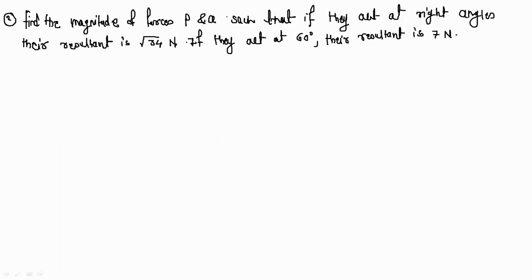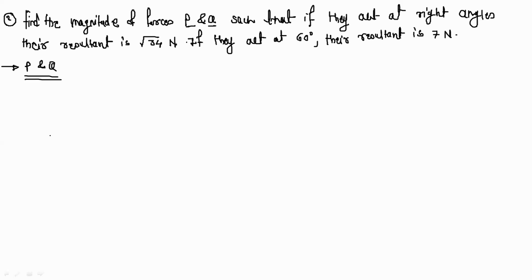Okay, so this is the statement. This problem is again on the law of parallelogram. The statement given is: find the magnitude of the forces P and Q such that if they act at right angle, their resultant is square root 34 Newton, and if they act at 60 degrees, their resultant is 7 Newton. So we have to find the two forces P and Q, and two conditions are given about their direction.